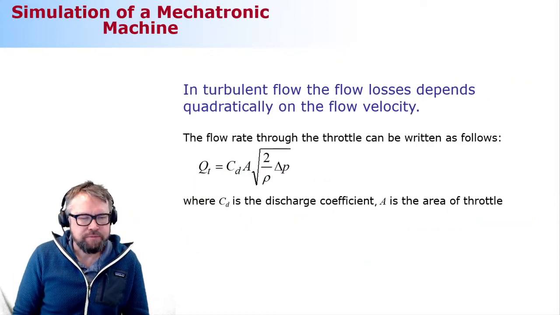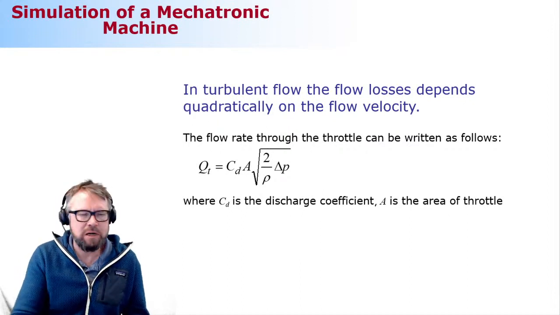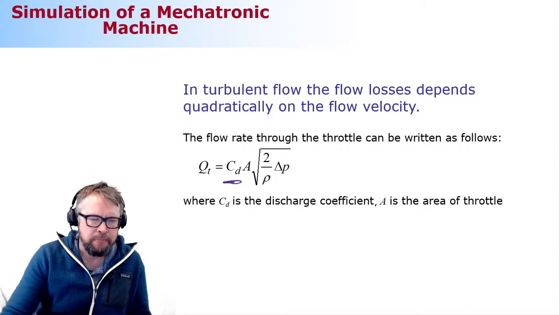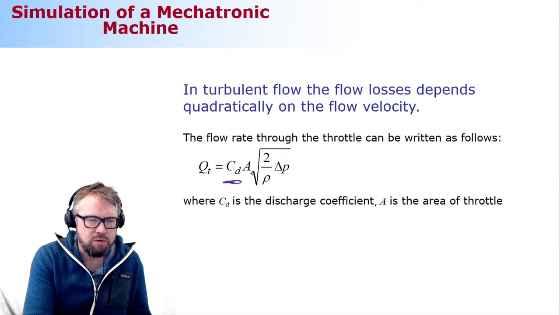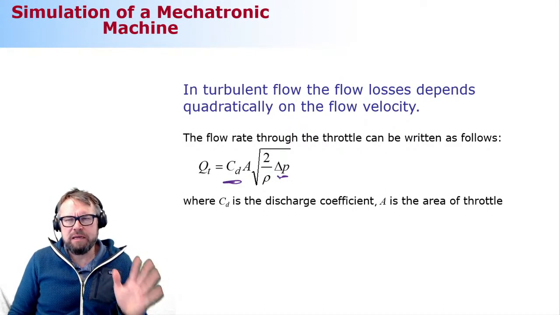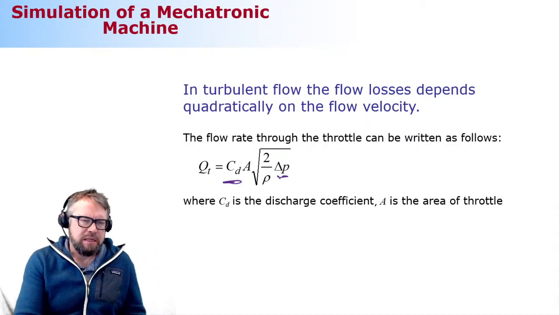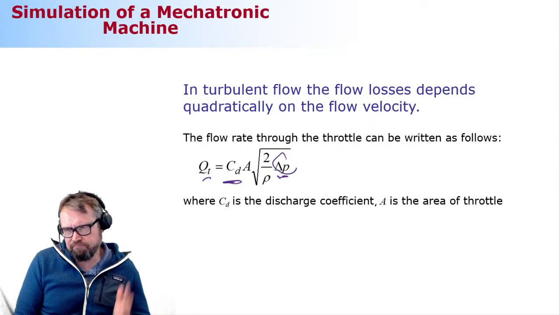Then in a turbulent flow, you can see that they are quadratically related, and this is now a more advanced equation. So I have here the discharge coefficient, which depends on the geometry of the throttle, and then I have the cross section of the throttle, and then the square root of 2 divided by density, and then there's this pressure difference under the square root. So that's how you compute it. But again, the important observation is this, that the pressure difference and the flow rate are quadratically related. That's what you need to know.